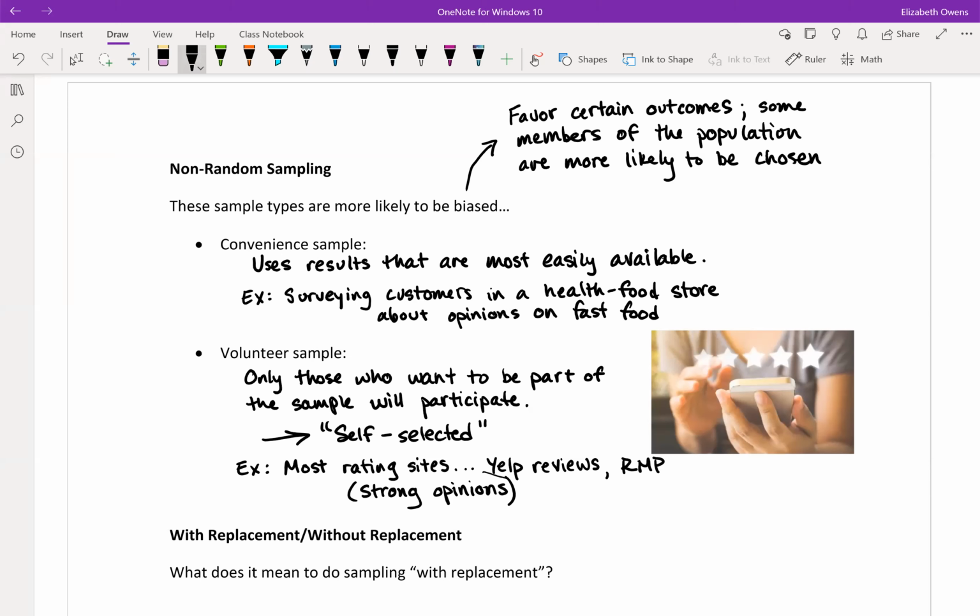Kind of the same thing with Yelp reviews or Google reviews for restaurants or stores. These tend to draw out the more extreme folks on the internet with strong opinions. So they got fabulous service, the food was amazing, or the service was terrible, the food sucked, it's way overrated. That type of thing is what you might see. So these are more biased sample types.